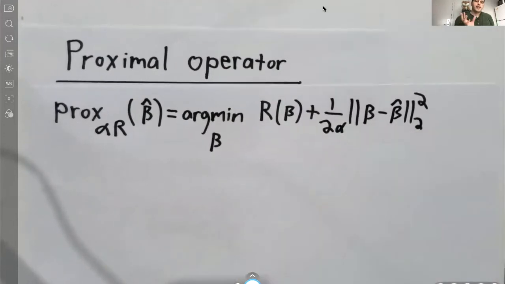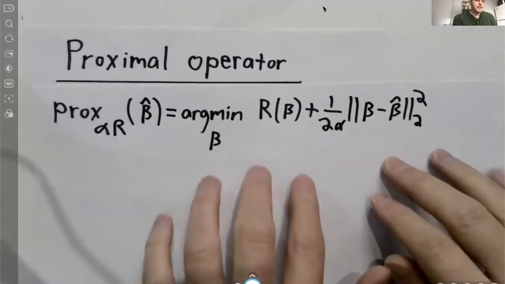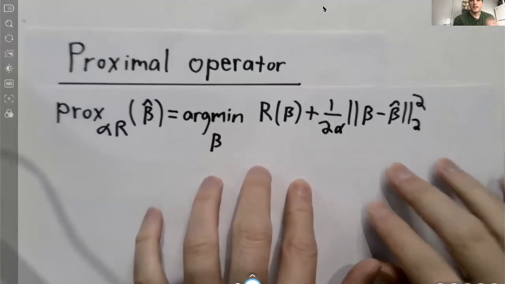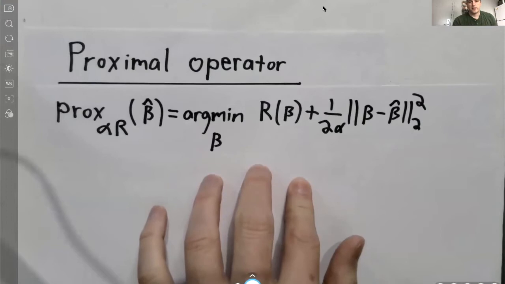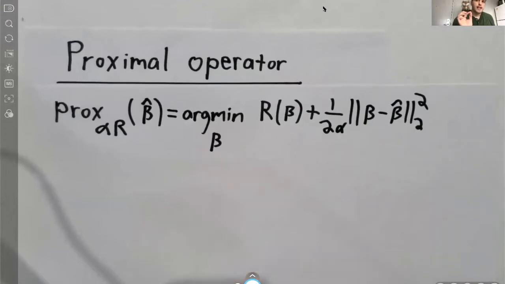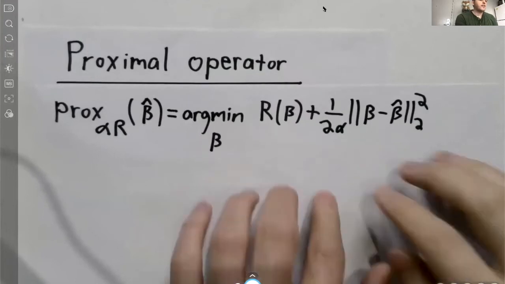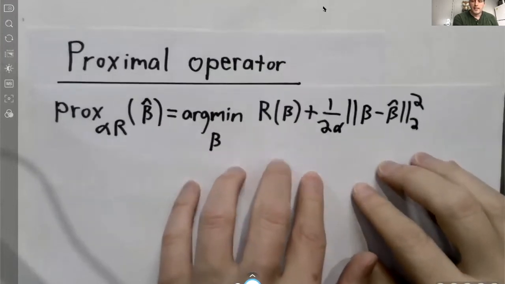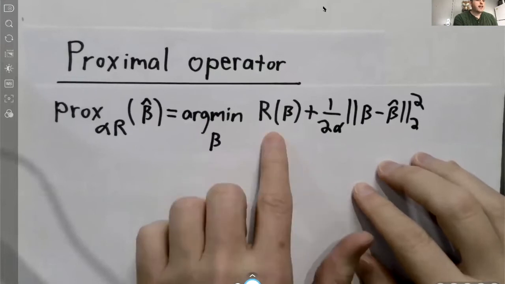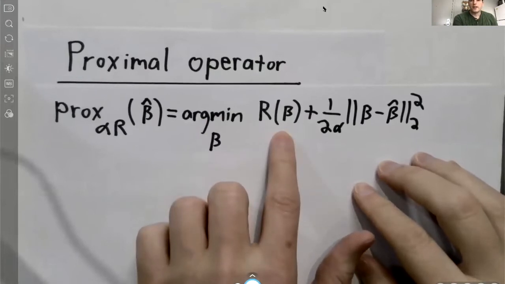The ability to solve this optimization problem efficiently is a useful thing to be able to do in an optimization algorithm. And we're going to see in this video how to evaluate this proximal operator explicitly in the special case where R is the L1 norm.